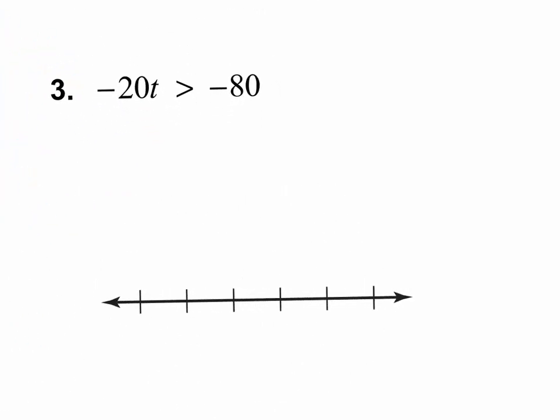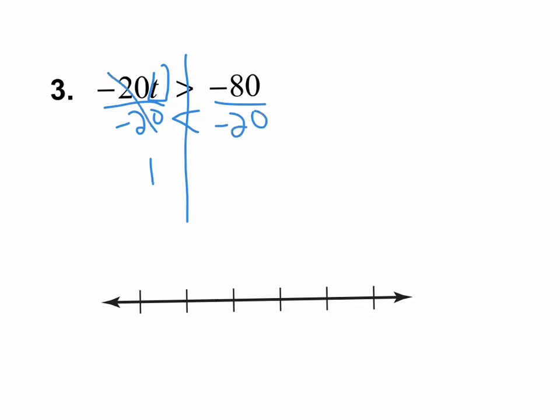All right, so this is going to be where we have to flip our signs. So we draw our line down the thing. That t is multiplied by that negative 20, so I'm going to have to divide by negative 20. Okay, as soon as you divide by a negative, you are flipping that sign. So that sign was greater than, now it becomes less than. So then we divide by negative 20 on both sides.